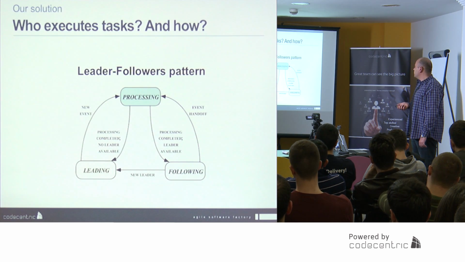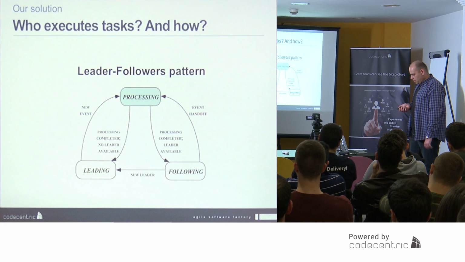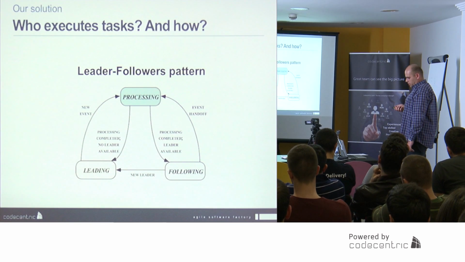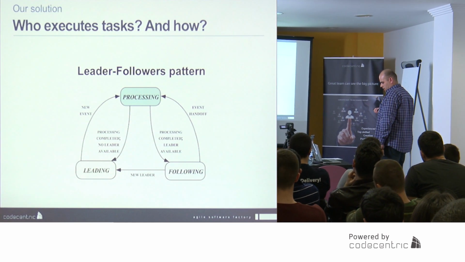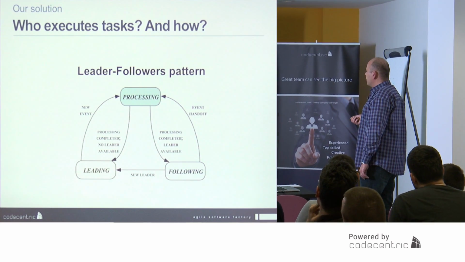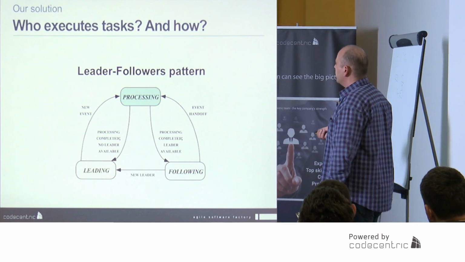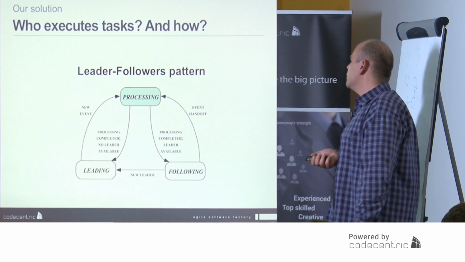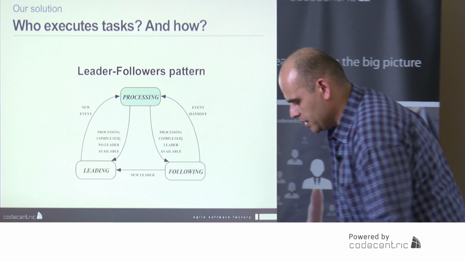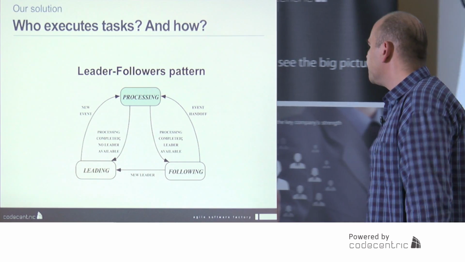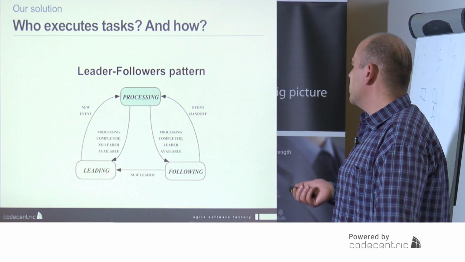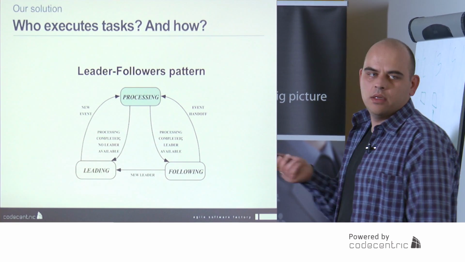So, how did we achieve that? Well, in 2000, a few people, Douglas Schmidt, Carlos O'Ryan, Michael Kircher, and Irfan Pyarali, invented this leader-followers pattern, and they published the paper in 2000. Yeah, I think it's 2000. And basically, what it means is that you can have several workers, let's call it the real name now, several threads.